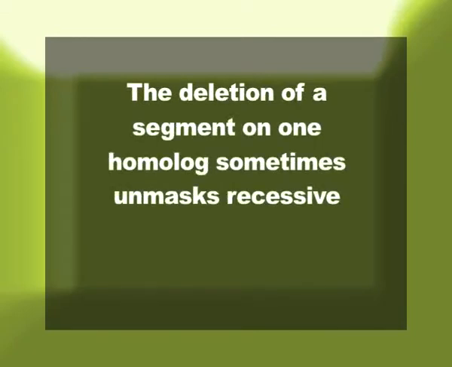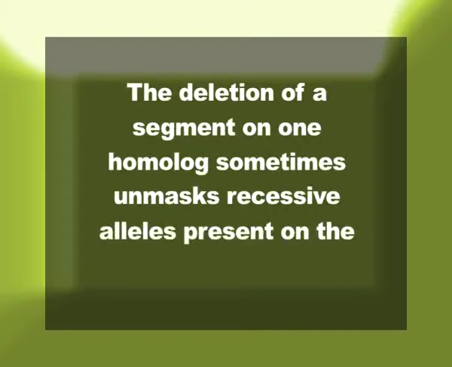The second is that the deletion of a segment on one homolog sometimes unmasks recessive alleles present on the other homolog, leading to their unexpected expression, because in such cases it seems that recessive alleles are showing dominance. The effect is called pseudodominance.